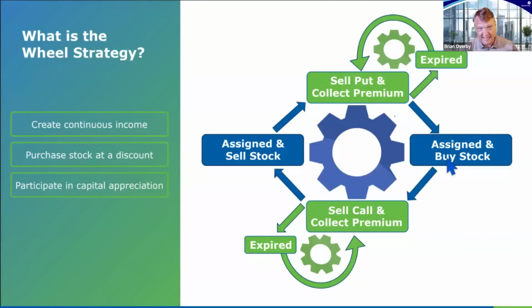Get assigned on the stock, the stock goes down, you get it put to you, you buy it, you have the capital to buy it. Then you sell a call and you try to collect premium above and beyond any dividends. You do have capital appreciation on the upside as far as the call is concerned, but the big thing is to try to think about the premium.